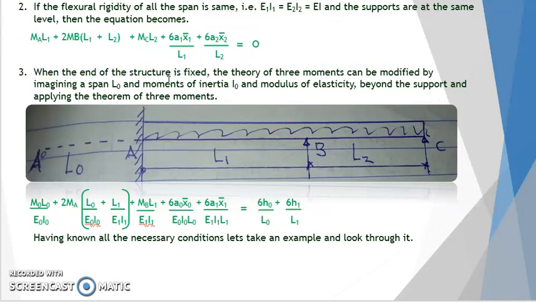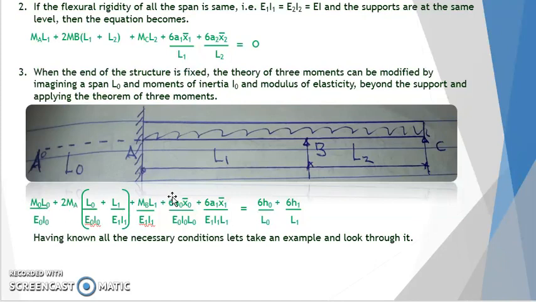Now when the end of the structure is fixed, the theory of three moments can be modified by imagining a span L0, just as I did in the Hardy-Cross method, and as well as slope-deflection, with moment of inertia I0 and modulus of elasticity beyond the support, and applying the theorem of three moments. So this is it here.